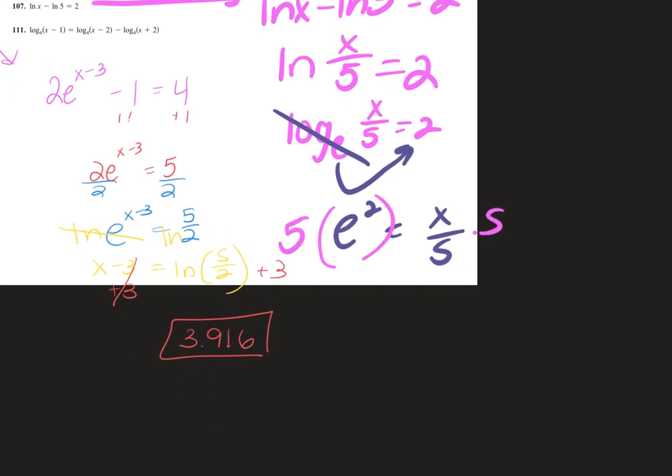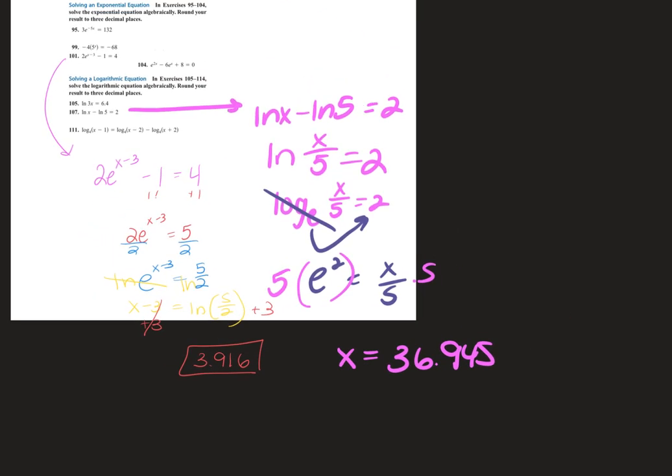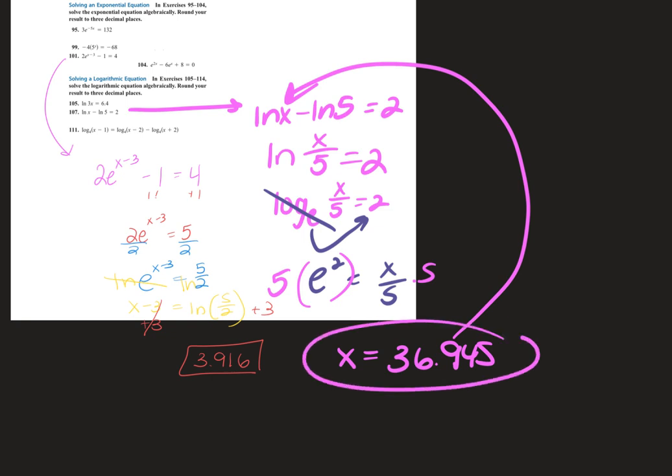So e squared is 7.389 times 5, and x equals 36.945. And then these we check. If I take 36.945 and plug it back into the x, does what's next to the ln stay positive? The answer is yes, so I get to keep it.